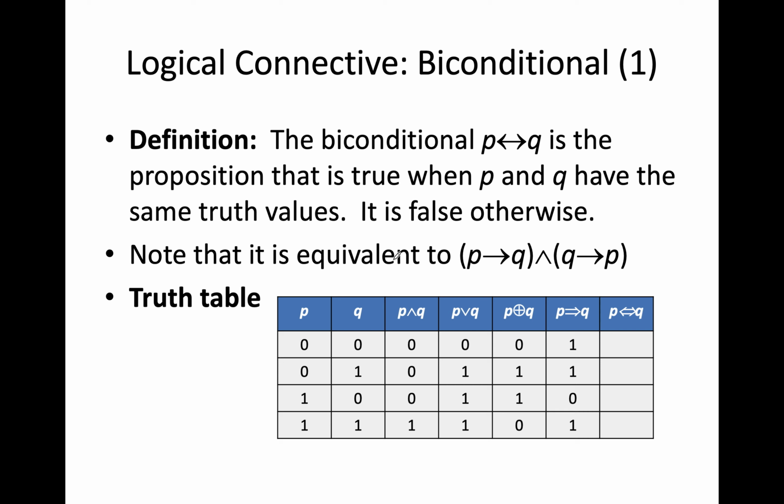Note that it is equivalent to p implies q in conjunction with q implies p, and so on and so forth. So it says that if both of them have the same truth values, so both truth values are the same, then you have 1, everything else becomes 0.